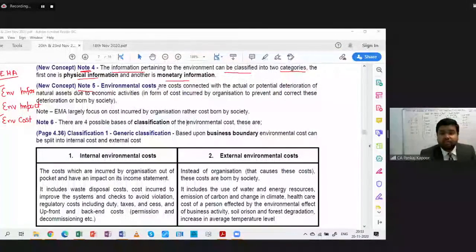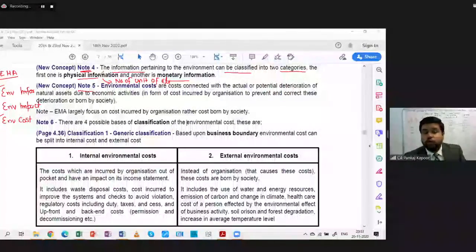Now quickly understand, what is the physical information? How many units of electricity you consume during a particular year. This is physical information. How many kilograms of waste you produce. This is physical information. How much chlorofluorocarbon you emitted in a particular year. This is physical information. But how much cost you incur on the water treatment plant inside your factory. This is the monetary information.